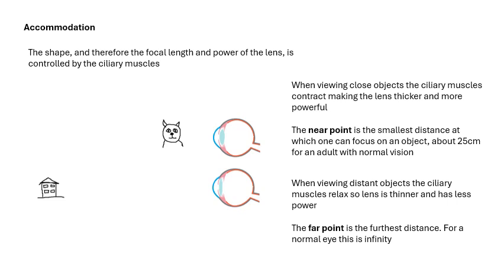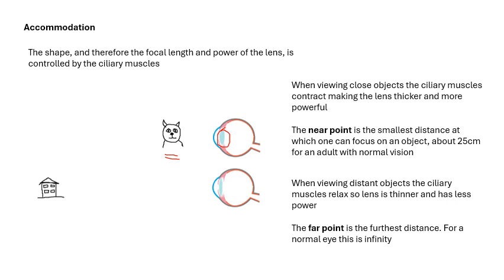So when viewing close objects, the ciliary muscles contract, and that squashes the lens, making it thicker and making it more powerful. So on the first diagram, we're looking at this cat, which is quite close up. And if you look at the lens there, it's kind of fat, and that's because the ciliary muscles are contracting.